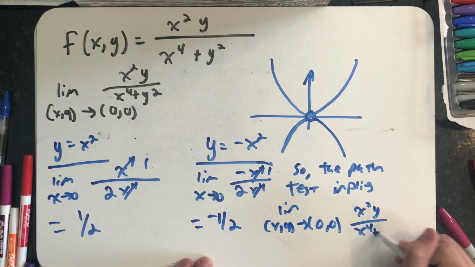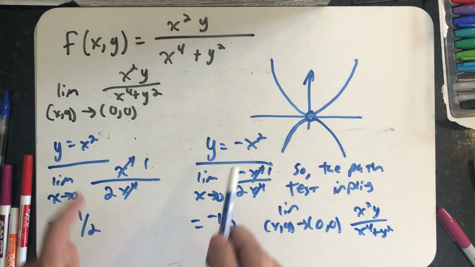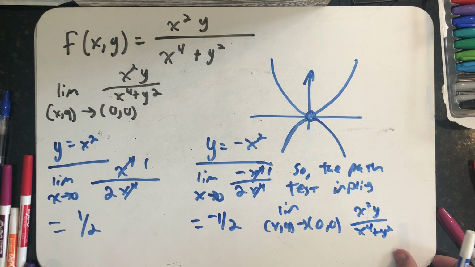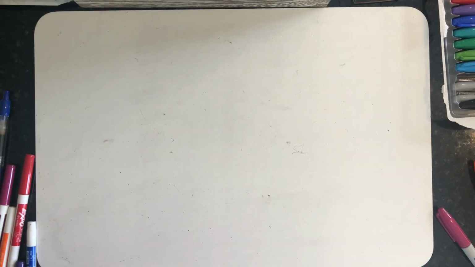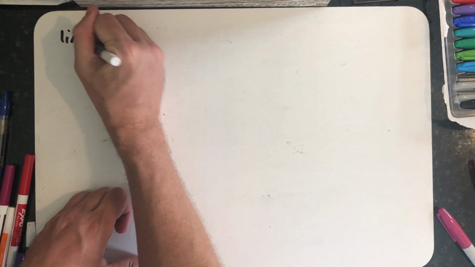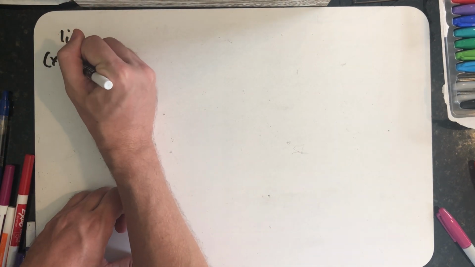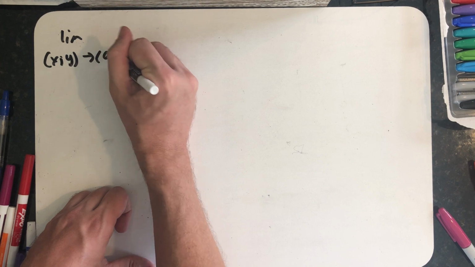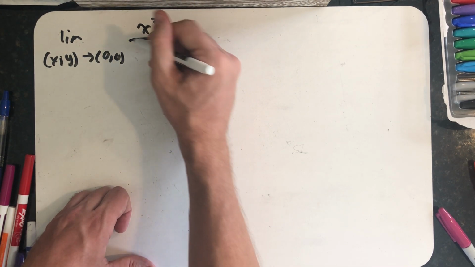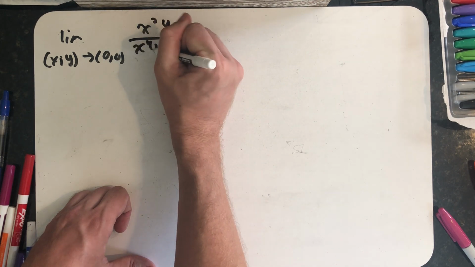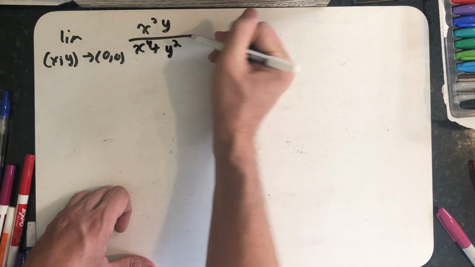Now let me show you a way to do this without writing down two explicit paths. And in doing this, we'll see something that's even cooler about this function. The limit as xy approaches 0, 0 of x squared y over x to the fourth plus y squared.